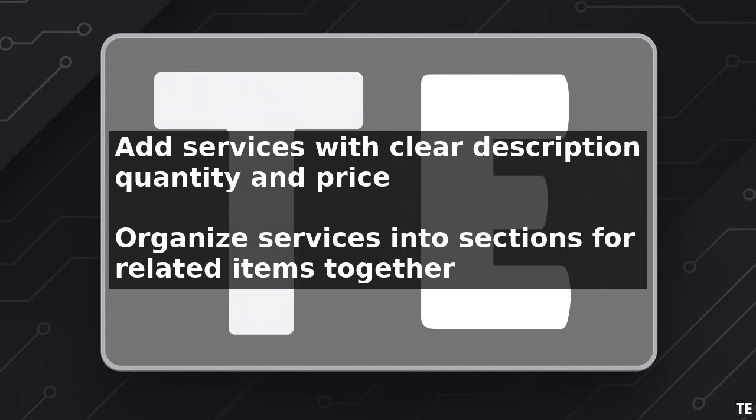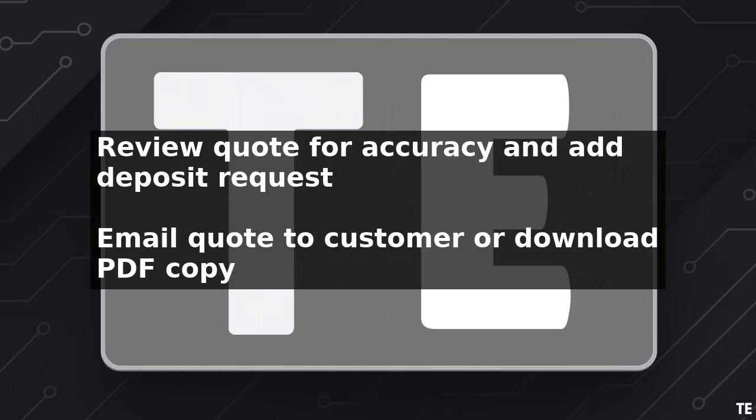Finally, click the Save Quote button to save your work. Your quote is now ready to be sent to the customer. Jobber allows you to email the quote directly to the customer or download a PDF copy. You can also track the status of the quote, including when the customer views or approves it.